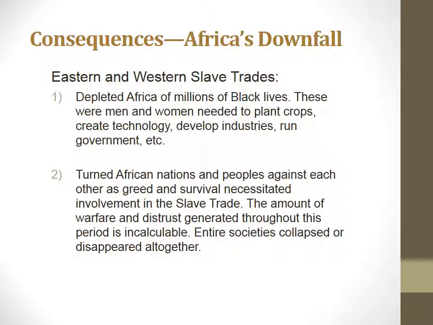It also turned African nations and peoples against each other, as greed and survival necessitated involvement in the slave trade. The amount of warfare and mistrust generated throughout this period is incalculable. Entire societies collapsed and disappeared altogether.